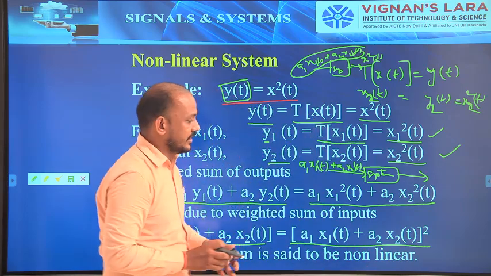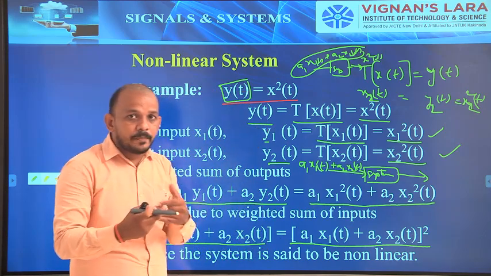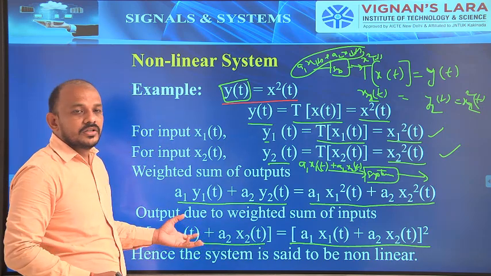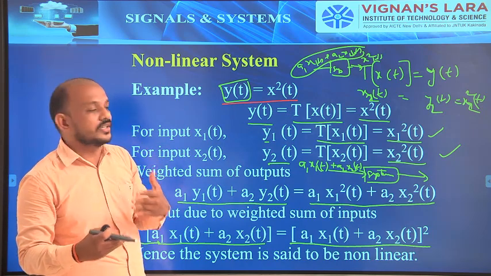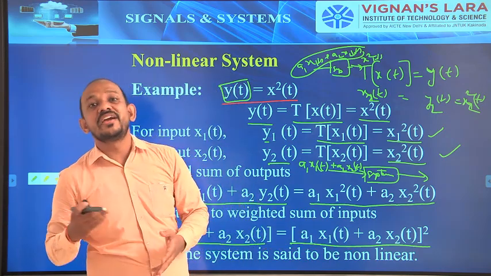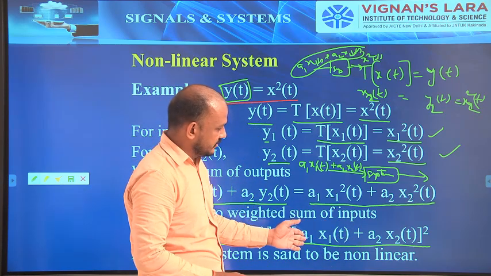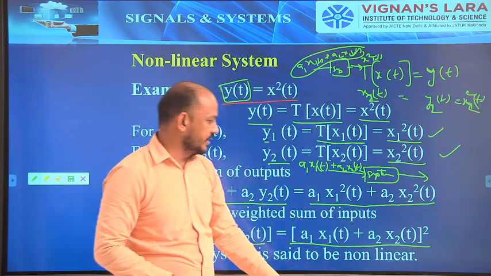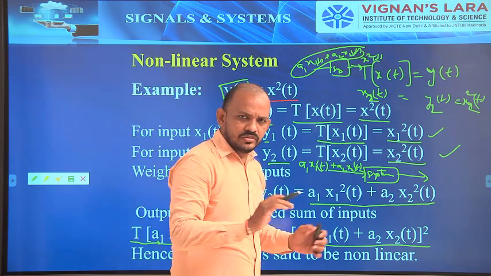I hope you understand clearly how we get this. Simply, this is the output due to the weighted sum of inputs. So for this I need the output. The system function is squaring of the signal that I have given to it. So here the signal is a1 x1 of t plus a2 x2 of t, and I squared it. Now if you solve this, it becomes a1 square x1 square of t plus a2 square x2 square of t plus 2 a1 a2 x1 of t x2 of t. It is a large one if we apply the formula a plus b whole square. Simply, there is no need to do anything.